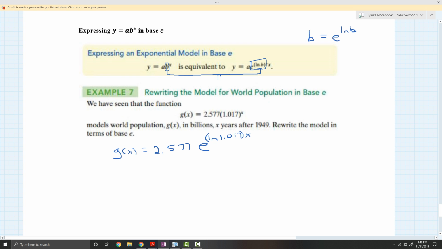Which makes sense, right? Because this natural log part, this part in parentheses, you're asking yourself, that's the exponent for base e that gives you 1.017, right? So this whole value equals 1.017. That's why we can just replace it in between, and that natural log is just going to be whatever that exponent is. So if you take the natural log of 1.017, you should get approximately 0.017, right? So you could verify that.